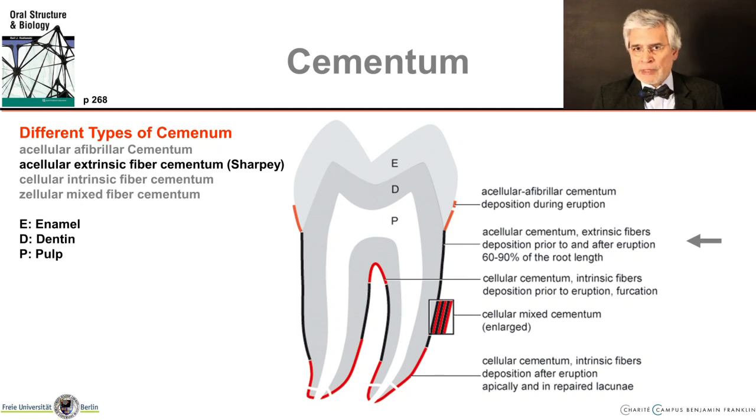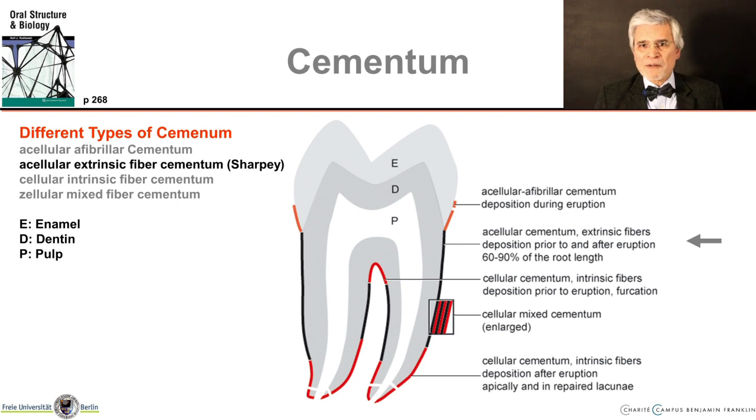So the acellular, afibrillar cementum just discussed does not contain any cells and also no fibers, and it is deposited prior to eruption of the tooth. And now this, the acellular extrinsic fiber cementum, also contains no cells, but it does contain fibers. These are the Sharpey's fibers that radiate from the periodontal space into the layer of cementum.